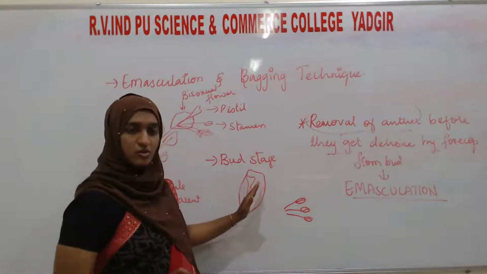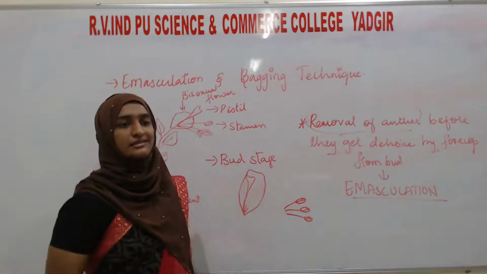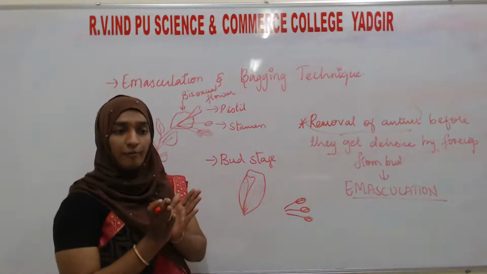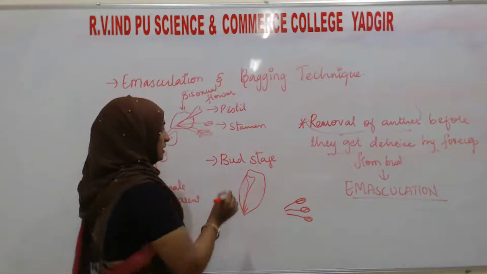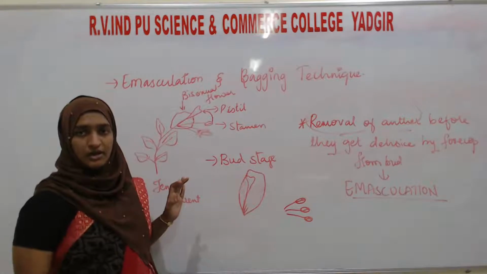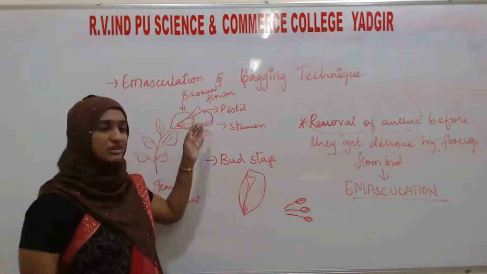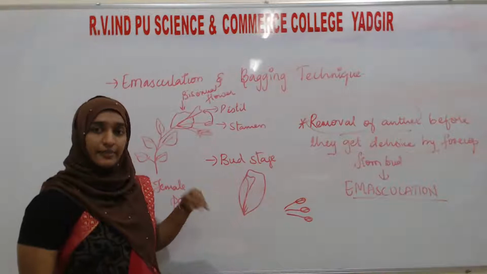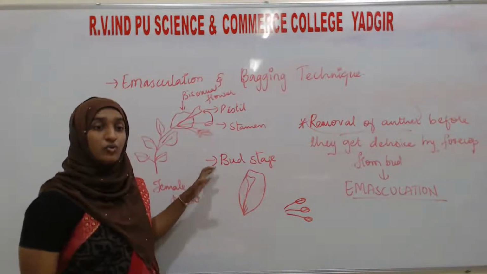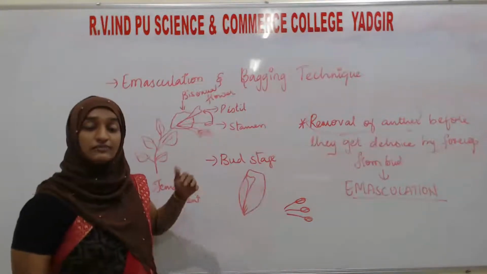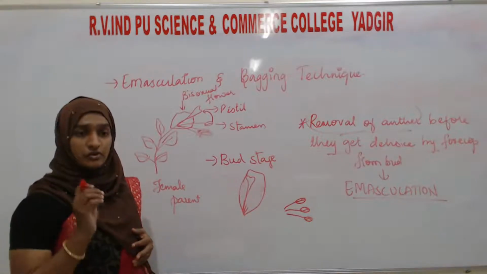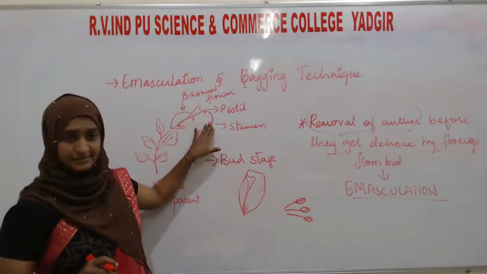So what is happening if anthers are removed from the bud? When the flower is going to open, at that time there will be no self-pollination taking place. Self-pollination results in inbreeding depression. Only the same characters are going to pass to the next generation, but we are undergoing artificial hybridization. We want some other plant's characters. Okay, so that is why we are going to remove the anthers.